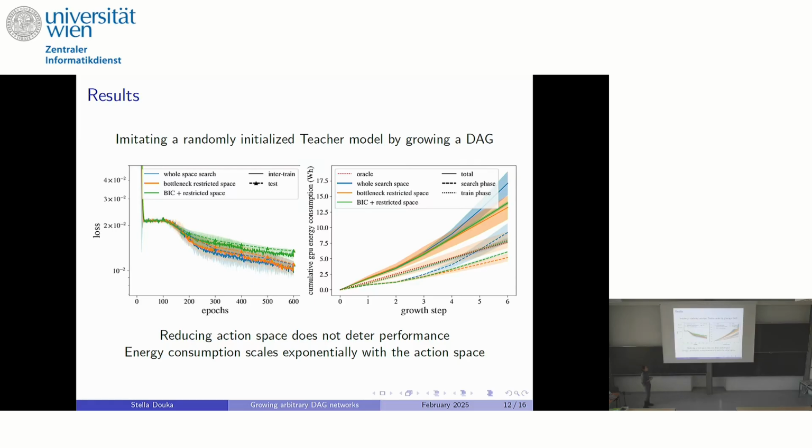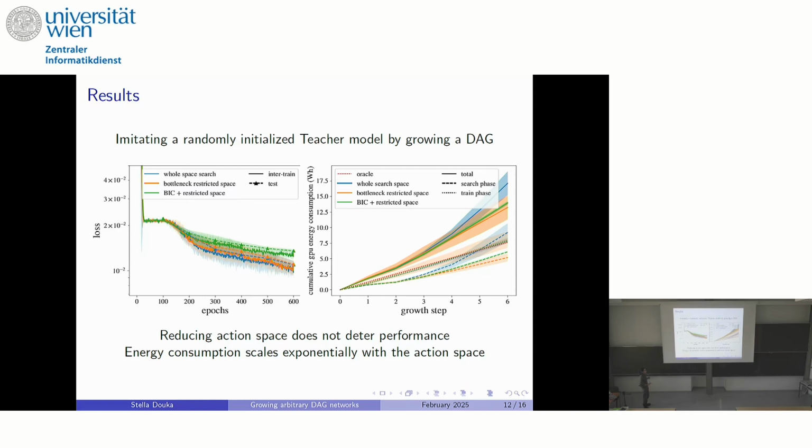And also when we use the BAC criterion, instead of only using the loss, we have a little bit of loss in performance, but this is to be expected because sometimes the BAC chooses networks with a lower number of parameters that have a higher loss. So this makes sense.